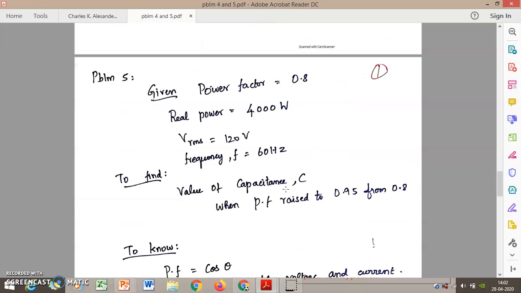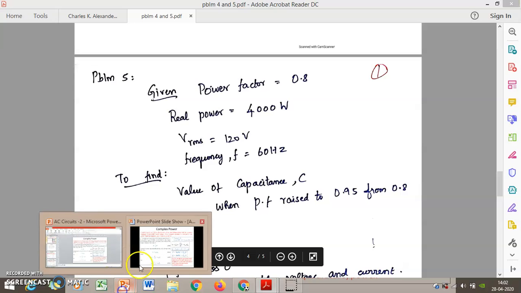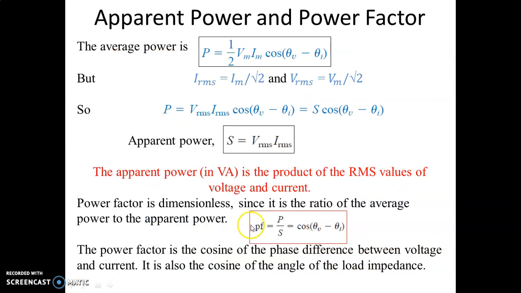Next problem is about the power factor. Before getting to power factor, we should know what power factor is. I'll explain. See, this is real power P, this is apparent power S. With this P and S, we can calculate power factor. This is also power, this is also power. Dividing power by power, power factor has no dimension, and it can also be calculated using the formula cosine of the angle between voltage and current.